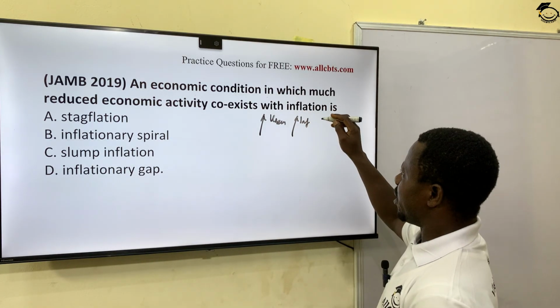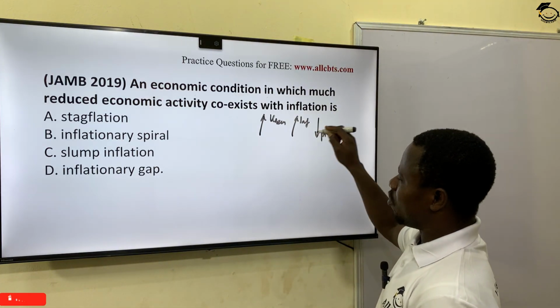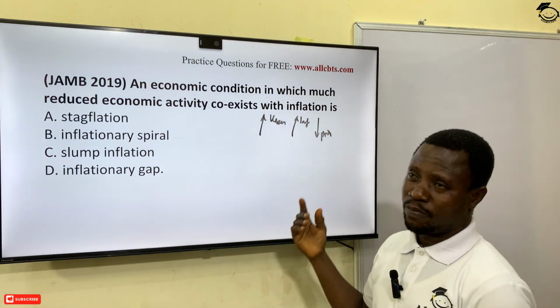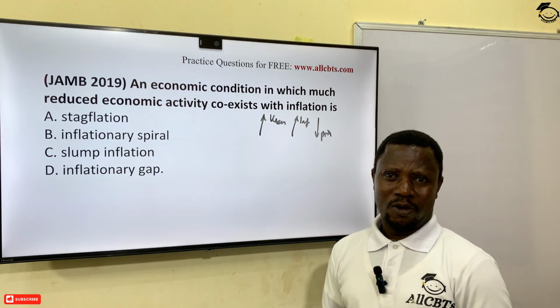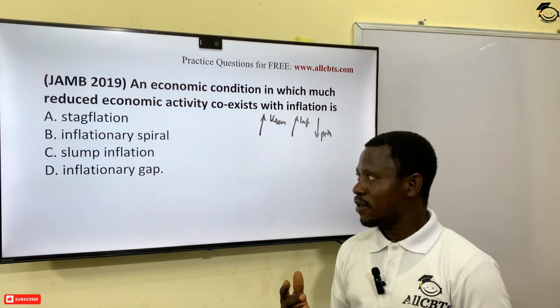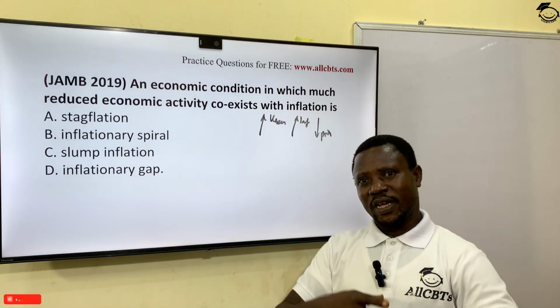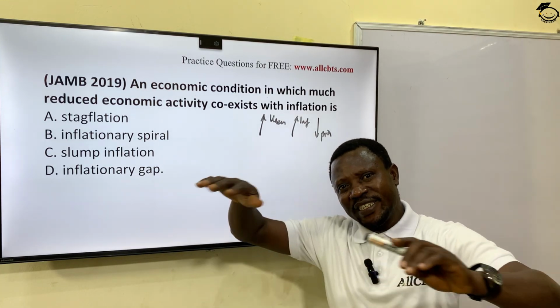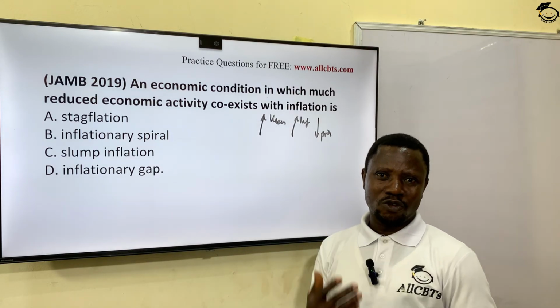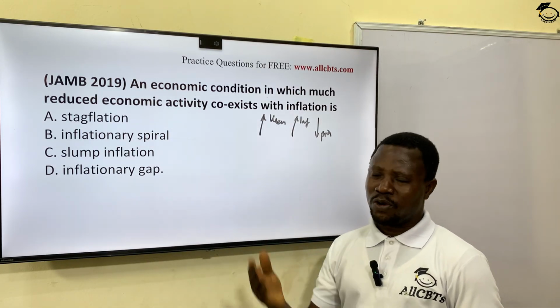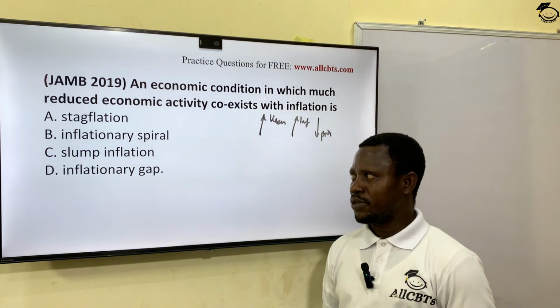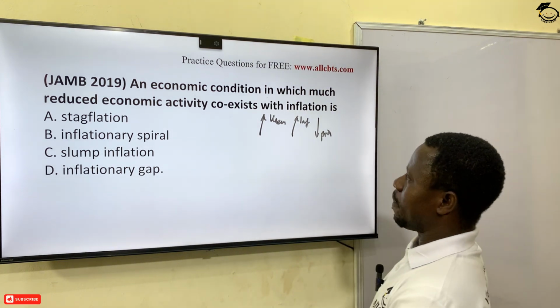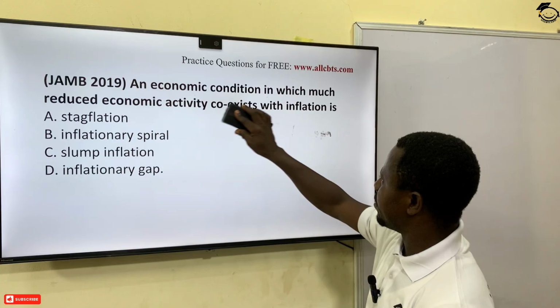And of course, there's low productivity. This is what Nigeria is passing through at the moment. Unemployment is at its peak. Prices of goods and services are skyrocketing. And the level of productivity, particularly within the economy, is very low. We depend so much on importation. So that's what they call stagflation. All right? Option A is the correct answer.